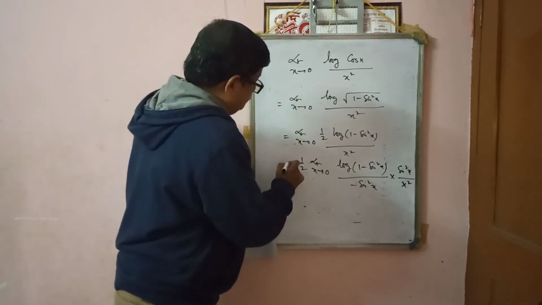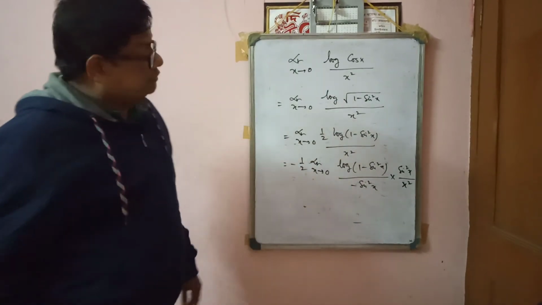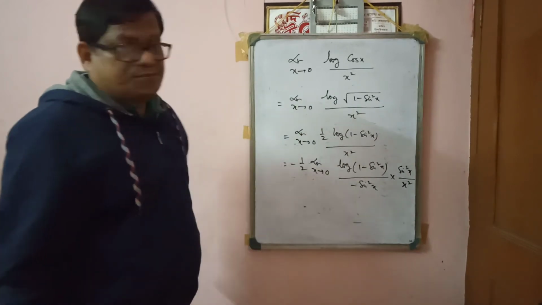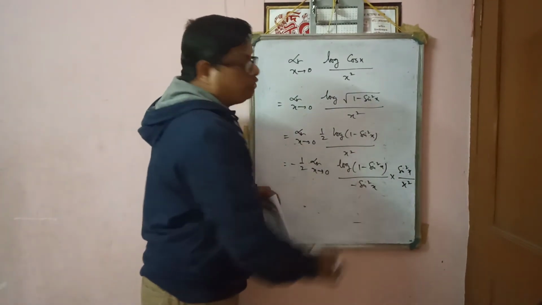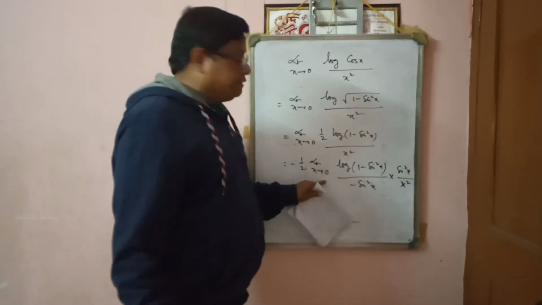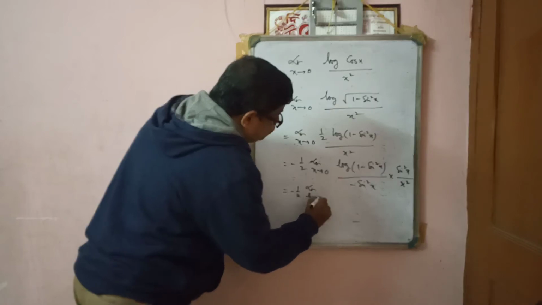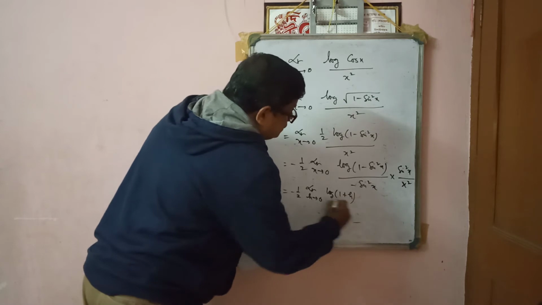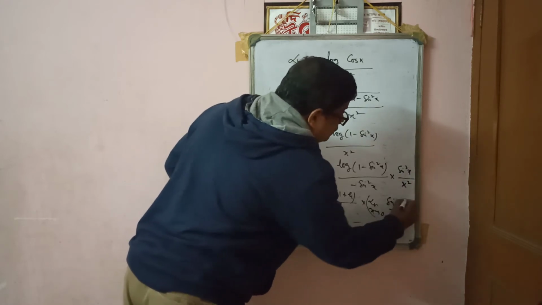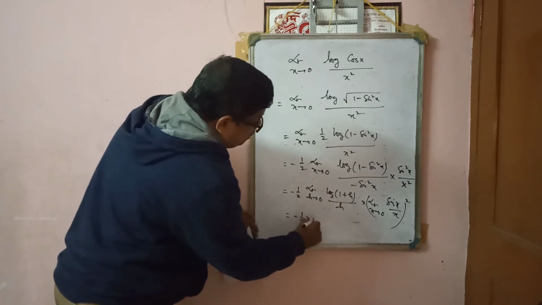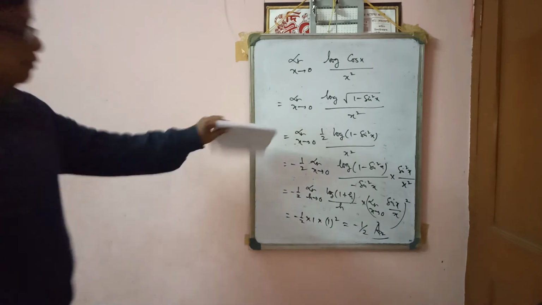So write the minus sign here. The minus cancels, so the remaining part is the same. If you write minus sin square x equal to h, then x tends to 0 implies h tends to 0. So write separately: limit h tends to 0 of log 1 plus h by h, into limit x tends to 0 of sin x by x whole square. So this part gives minus half into 1 whole square, so this is minus half. The answer is minus half. All of you copy first.